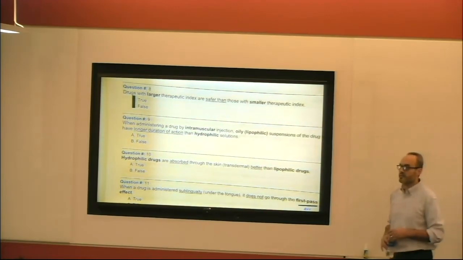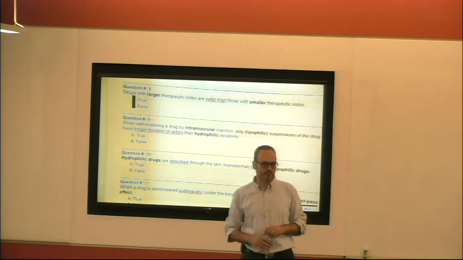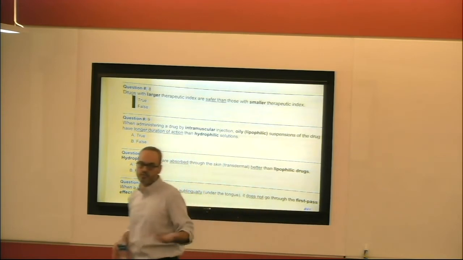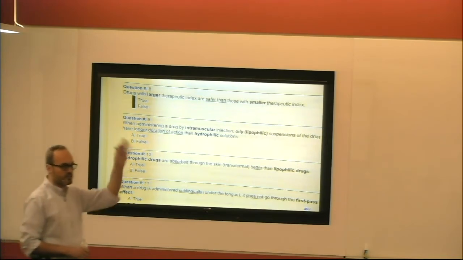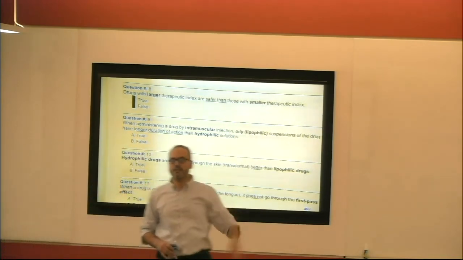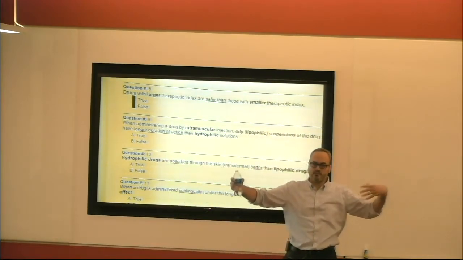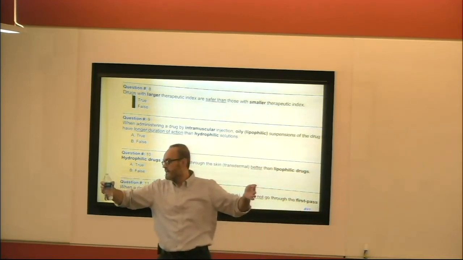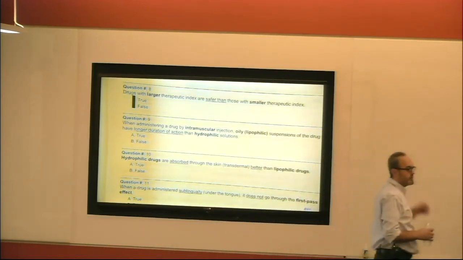Drugs with a larger therapeutic index are safer than those with a smaller therapeutic index. We all know it's true. Why is that? What is the definition of the therapeutic index? It's the ratio between the toxic dose and the effective dose. So if the toxic dose is high, then the ratio is bigger. There is a long distance or space between the effective and toxic dose, so there is a larger window or margin of safety. So a higher therapeutic index means drugs are safer.